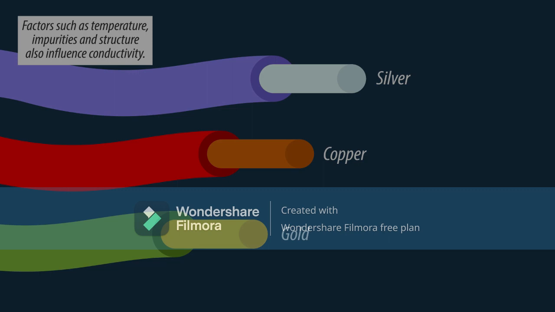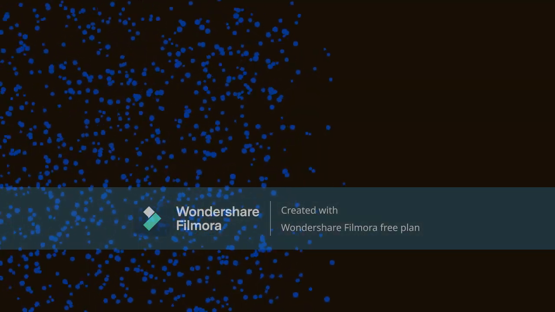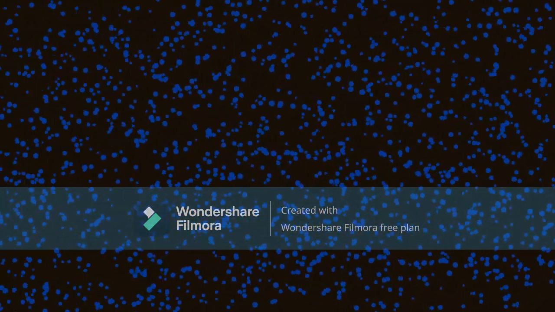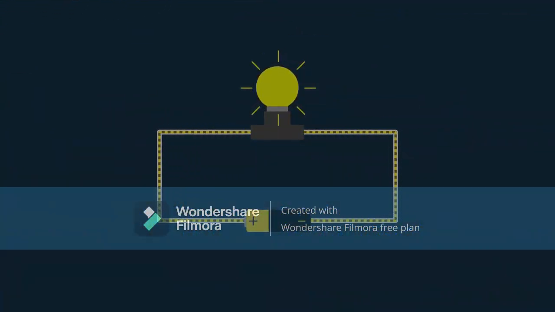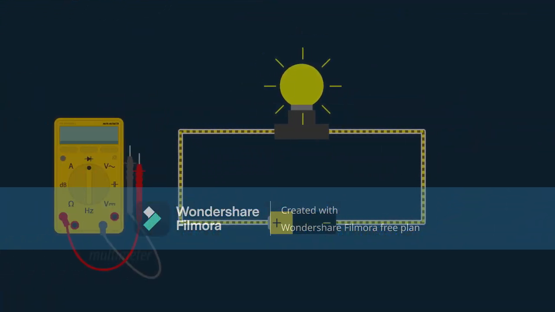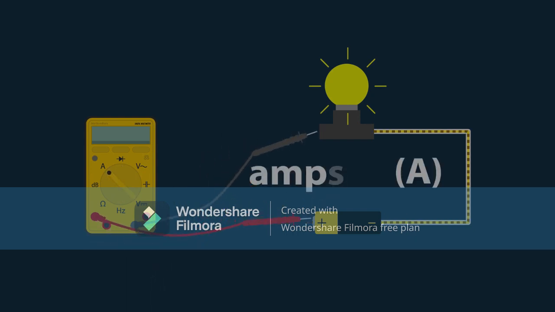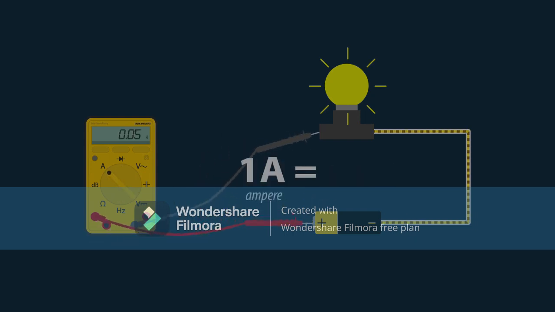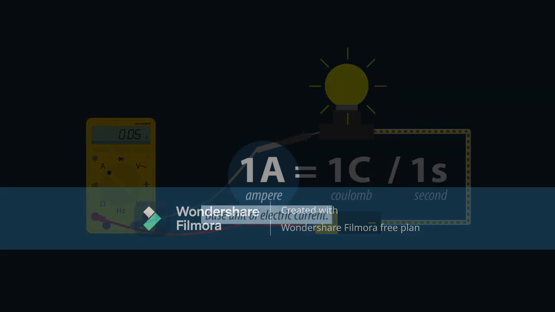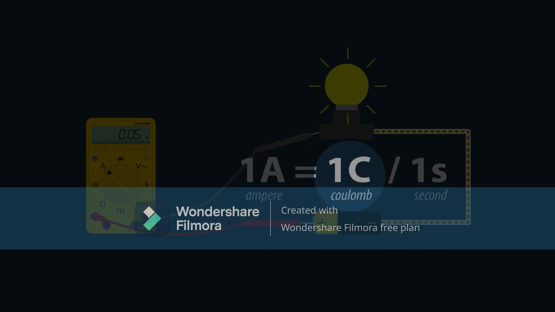There are billions upon billions of electrons in even a single simple copper wire. Now, when creating an electric current, it's useful to be able to measure this current. This is measured in amps or ampere. 1 amp equals 1 coulomb per second. Ampere is the base unit of electric current, or how many electrons flow past a single point every second.